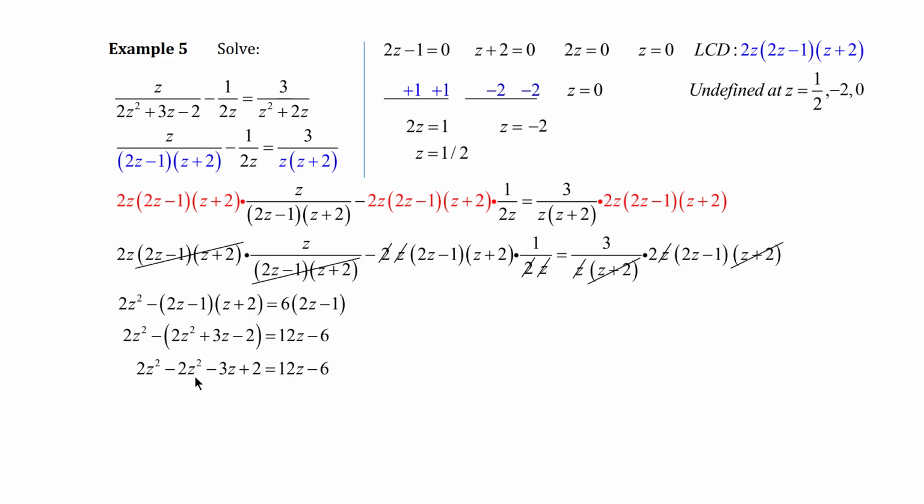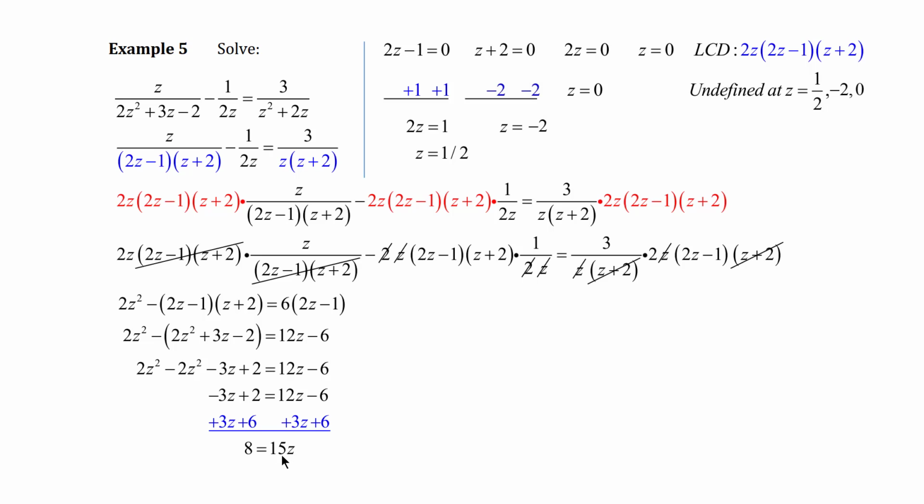Next, we could combine like terms on the left-hand side. 2z squared minus 2z squared cancels out, and we're left with negative 3z plus 2 equals 12z minus 6. Next, I did two steps at once. I added 3z to both sides, and I added 6 to both sides. The result is 8 equals 15z.